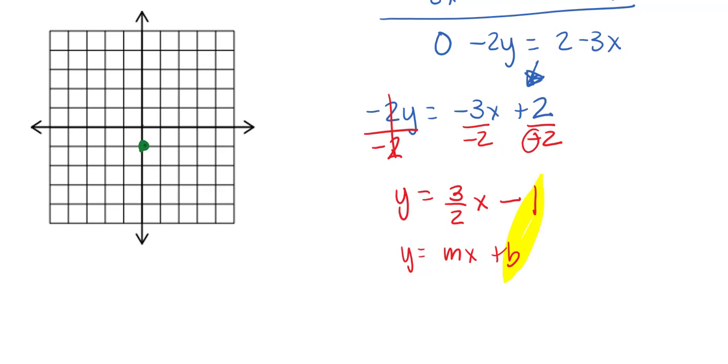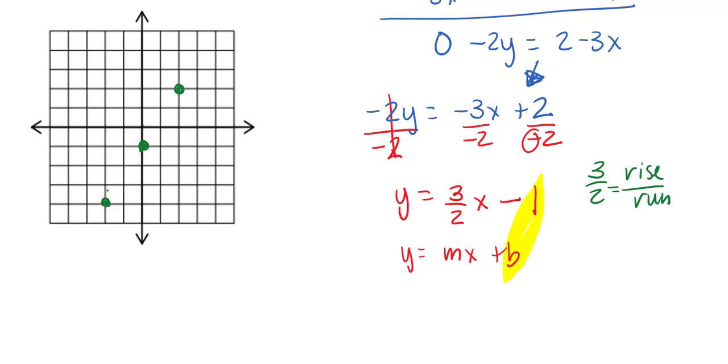Then we need to look at 3 over 2 as our slope to find the other points. 3 over 2 is rise over run. So we need to go up 3: 1, 2, 3. And over 2, because that's our run. So we have it there. Then we need to go down 3, because that's our rise, over 2.